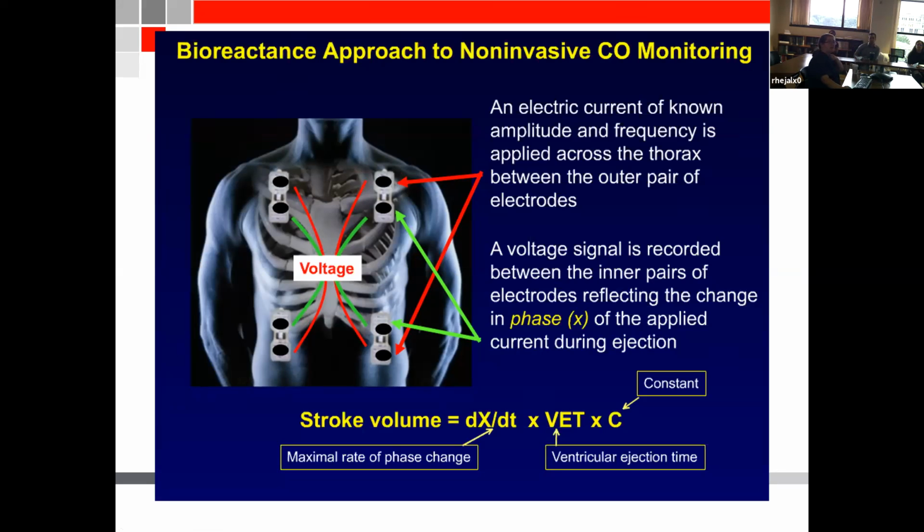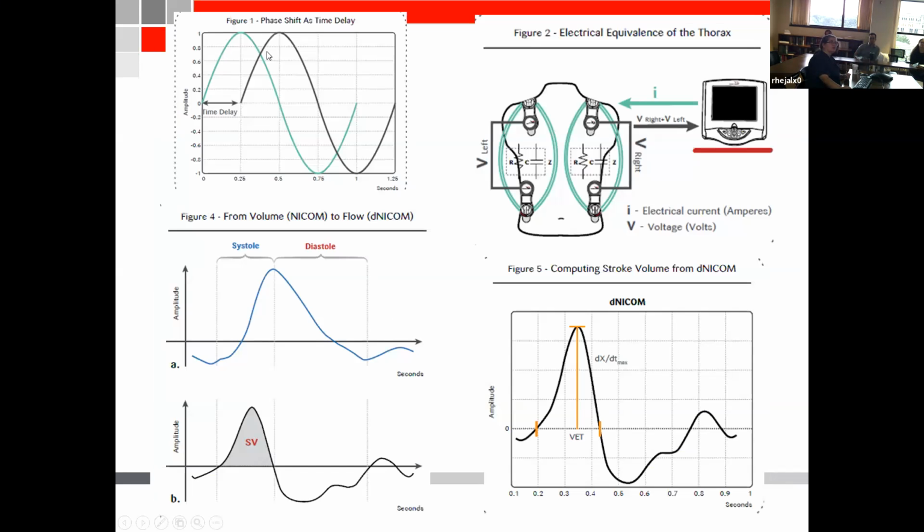If nothing moves, I put in an electric current, I should get it back. But what happens in the chest is there's a heartbeat, right? Because there's motion and because something is exiting the heart, there's going to be a delay of the waveform coming back to you. And this delay is what you rely on to determine the stroke volume. So this phase shift that you will see, this part of the graph, correlates with your stroke volume.